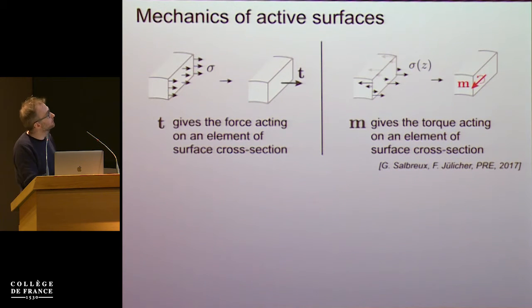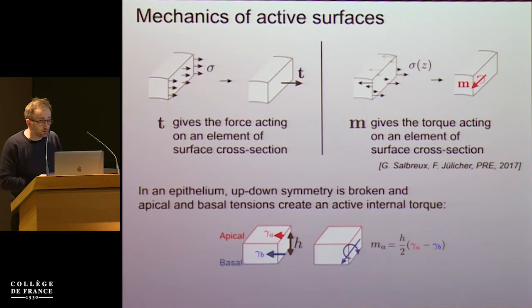And the idea is to describe a surface where you have a cross-section of the surface, you have some stresses, they sum up into a tension, but also differential stresses acting along the cross-section of the surface result in a torque. And this torque can be passive or active. And in particular, in an epithelium, the difference of apical and basal surface tension creates an internal active torque that depends on the difference between apical and basal tension. Okay, so in the cross-section, there is a tendency of these forces to make the cross-section rotate, and it makes sense that it's dependent on this difference.